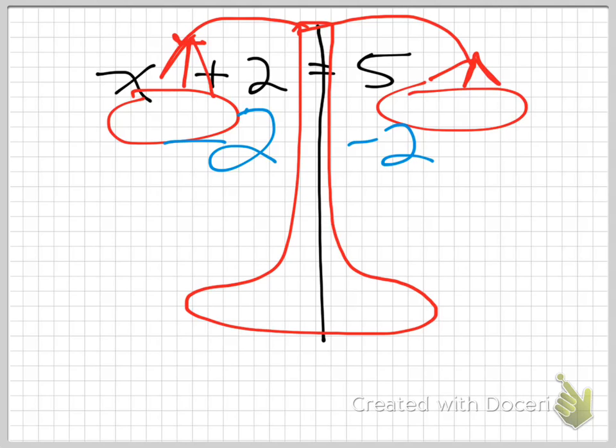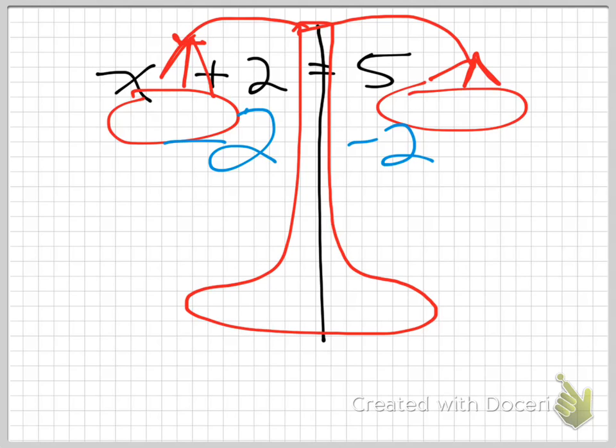As soon as I take away 2 from the hermit's side, I have to take away 2 from the other side because it has to stay balanced. No matter what you do to the equation, you got to do it to both sides. You can't just do it to one. Does that make sense? It has to stay balanced.